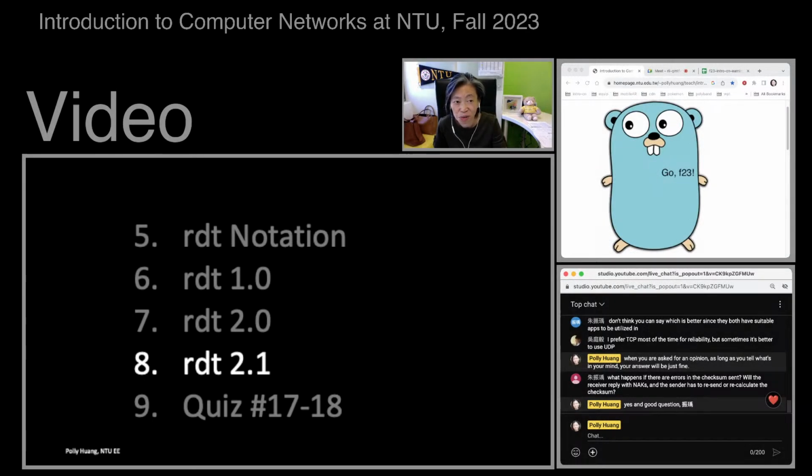All right, so for 2.1, the mechanism is quite straightforward, right? Regardless of whether the corrupted feedback is ACK or NAK, just retransmit data. And we add the sequence number, which is one bit, to tell a duplicate from a new packet. Okay. Now, guess what's coming next? Yeah, the finite state machines. And this time the finite state machines are more complicated.